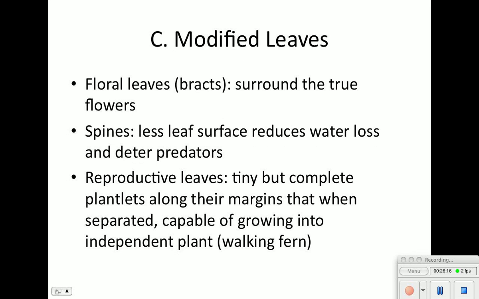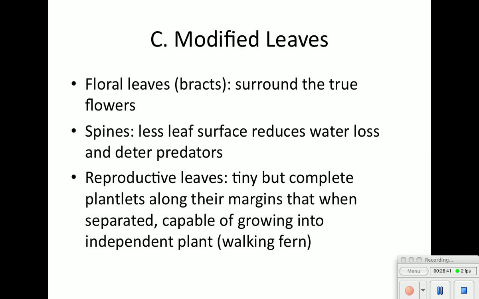Okay. We also have modified leaves as well. Sometimes floral leaves, we call them bracts, surround the true flowers. What's the Christmas flower called? Those are actually modified leaves. Yeah, they're red. Poinsettia. Sorry, I didn't hear you.